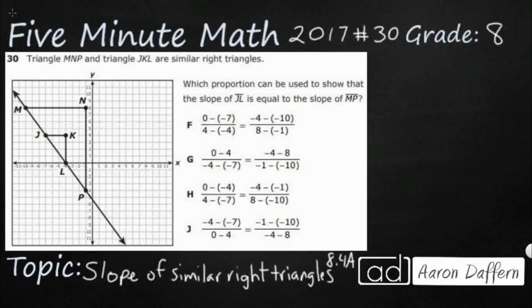So we've got two right triangles, one inside of the other. They are similar, all right? So that means they are proportional, and we're looking at the slope of JL and MP. So JL is right here, right? Then MP is the much larger one, but you notice that JL is within MP. Those are the two hypotenuses, and they're on the exact same line. So it makes sense that the slope is equal, but how do we prove it mathematically?